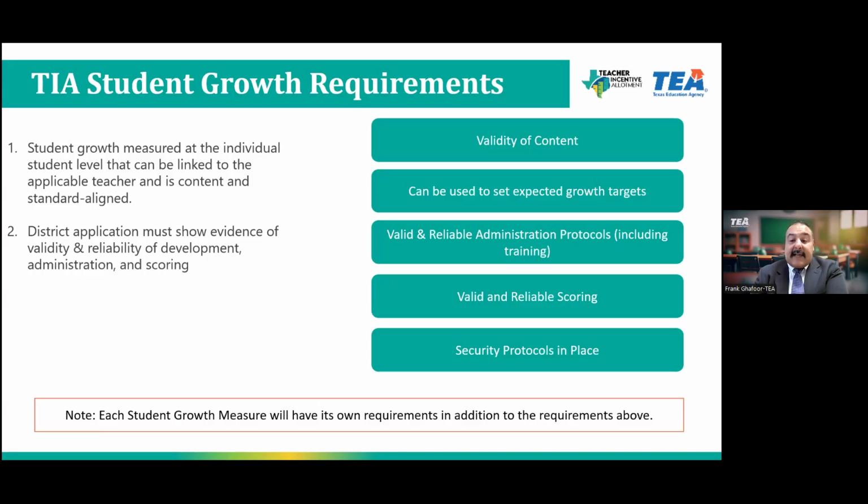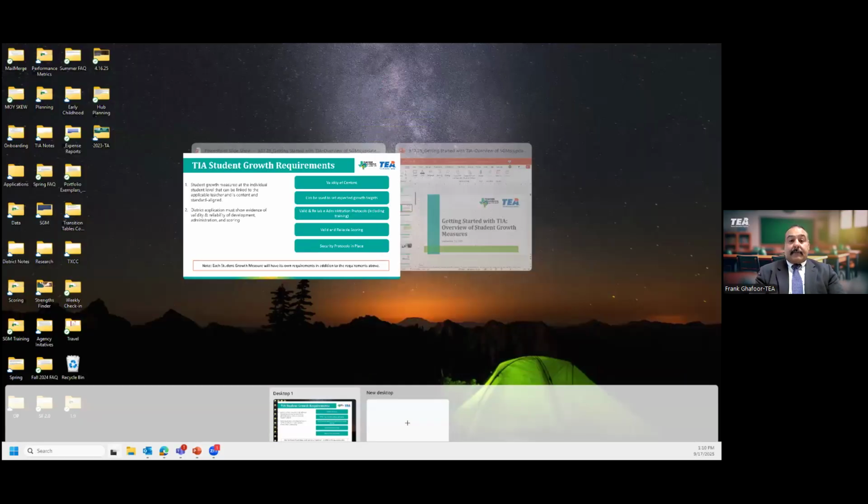The second requirement is that the district application needs to show evidence of validity and reliability of development, administration, and scoring. When reviewing a TIA system application, districts are measured on their ability to meet the following five requirements.